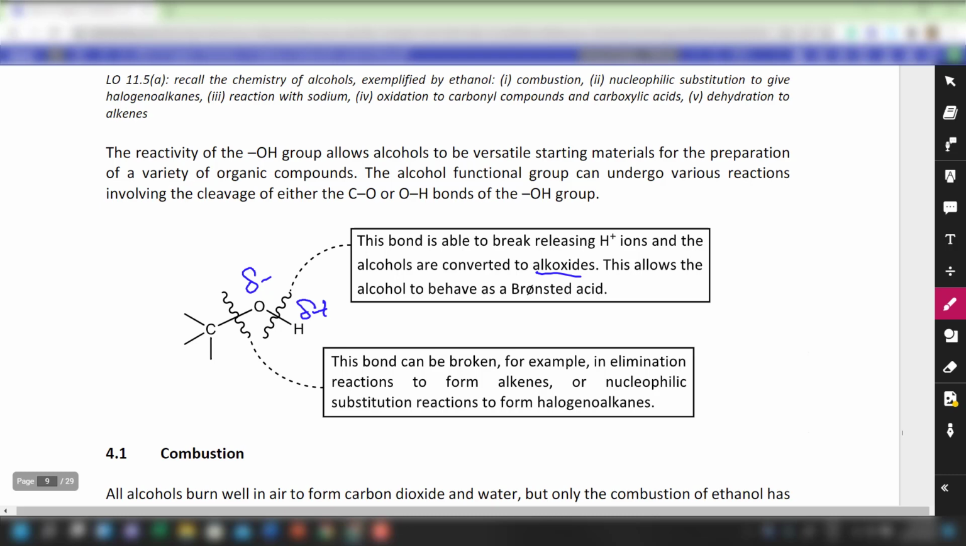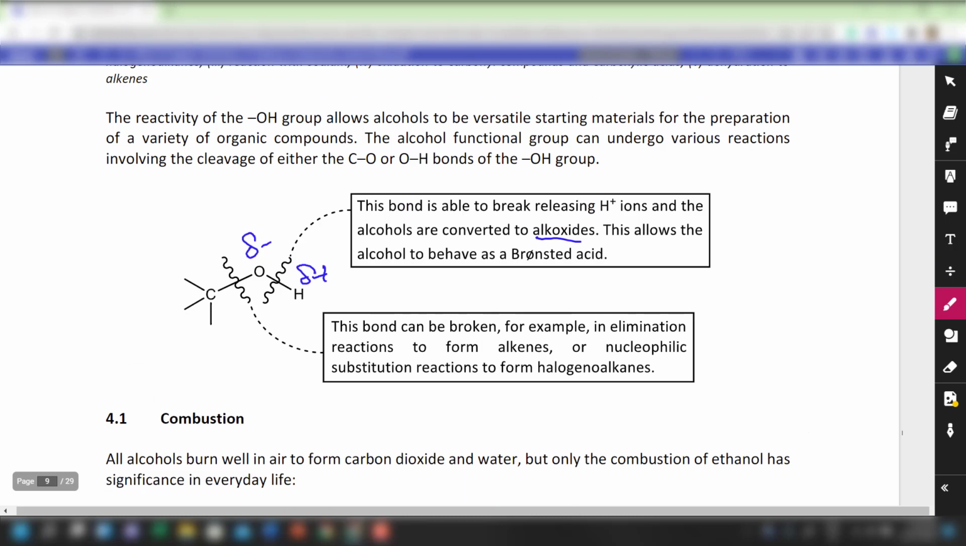If I get rid of the whole OH group, I'm able to get many other compounds. For example, if I subject an alcohol to an appropriate condition, for example PBr3 or PCl3, we are able to get the corresponding bromide and chloride.